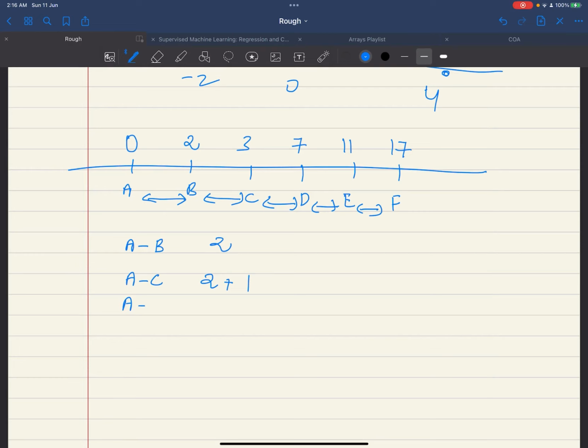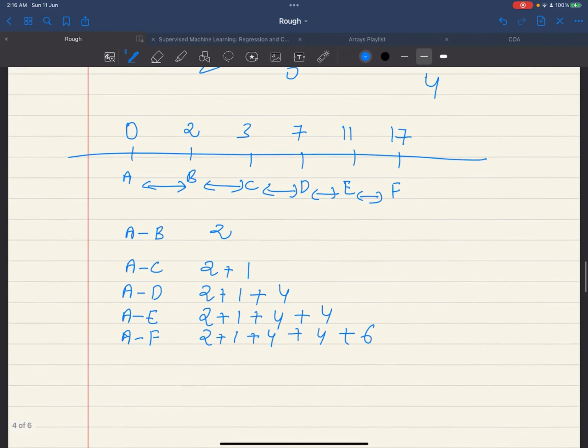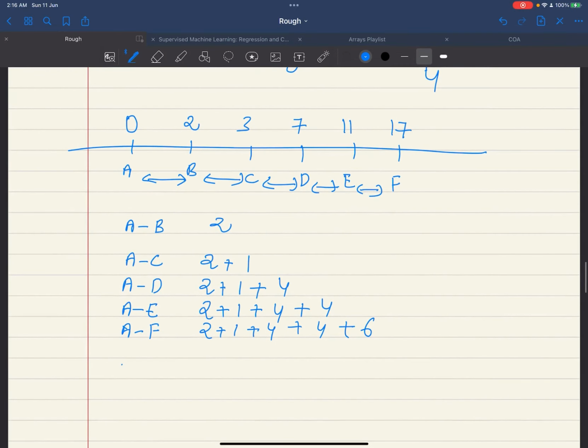If I calculate the distance between A to D, it'll be around 2 plus 1 plus this 7 minus 3, which is 4, right? If I calculate the distance between A and E, it'll be around 2 plus 1 plus 4 plus 4, right? If I calculate this distance, it'll be around 2 plus 1 plus 4 plus 4 plus 6, right? Okay, so the next set of pairs would start from B, right?